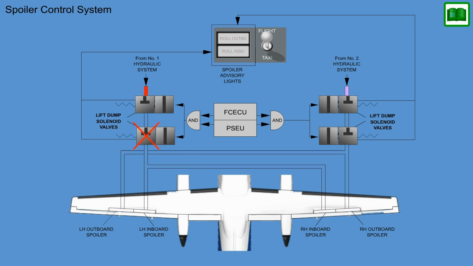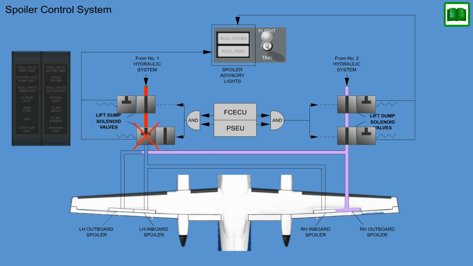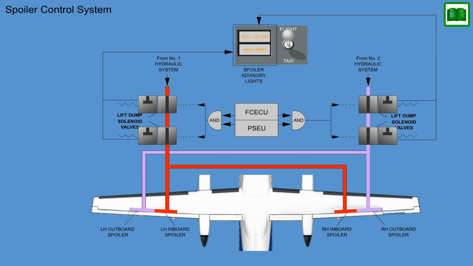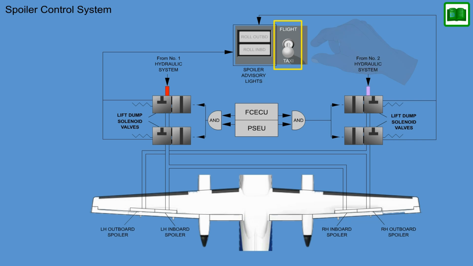If a lift dump valve fails to energize, its inboard or outboard spoilers will not extend in ground mode. The applicable roll spoiler inboard ground or roll spoiler outboard ground caution light will come on after a time delay of 5 seconds. After the aircraft has landed, all spoilers will extend automatically. The spoilers can be retracted for taxiing by selecting the flight taxi switch to taxi position.